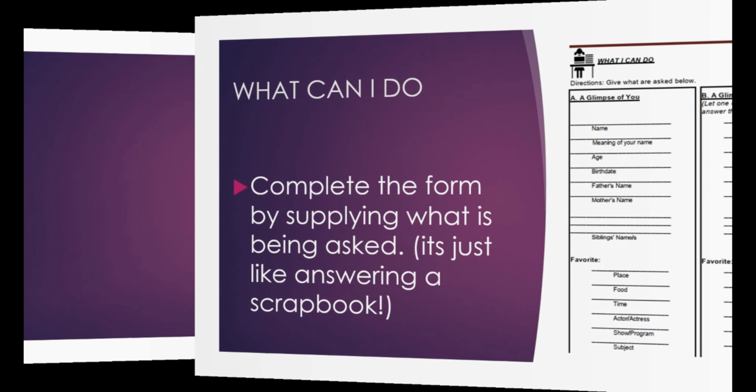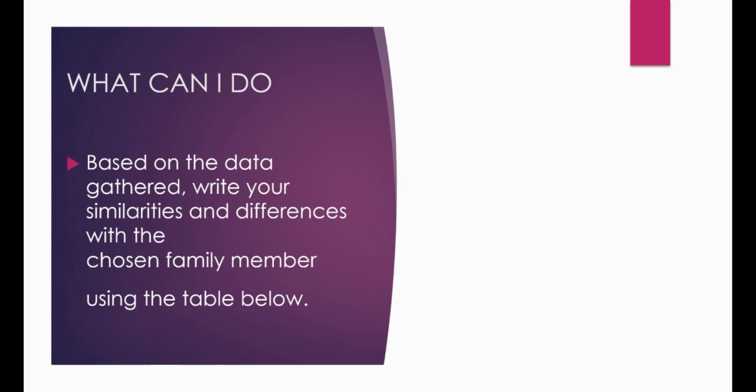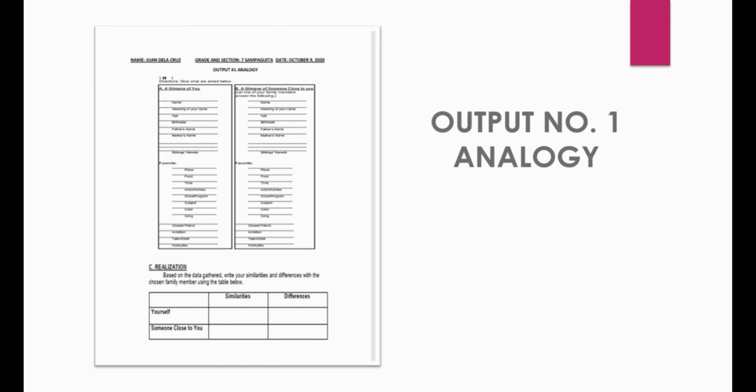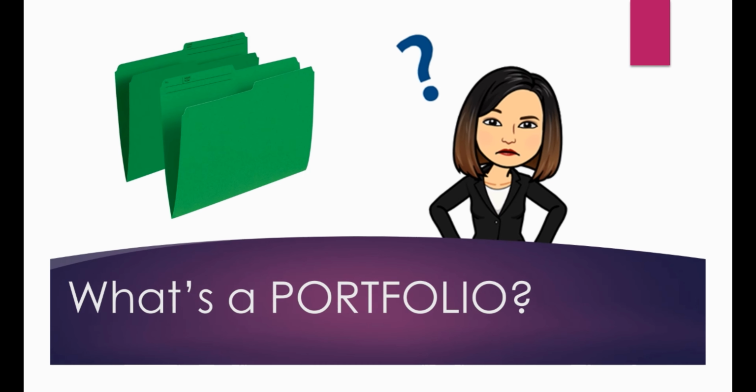After that, what I'd like you to do is to complete the table with your realization after answering the form. What are your similarities, your differences? Once you're done, I'd like you to rewrite your output in a long bond paper like this. This will be your first output for your portfolio.